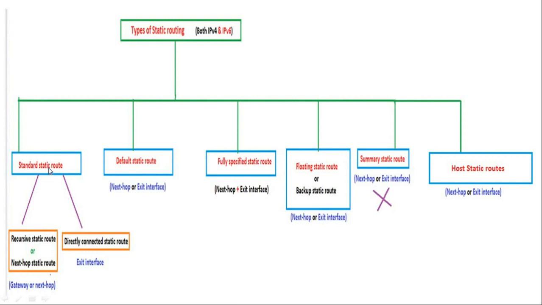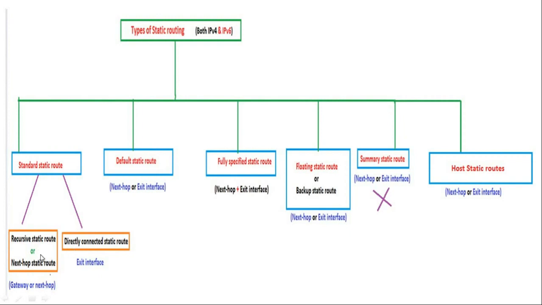The standard static routes are classified into two types. The first one is the recursive static route or next hop static route. But now in this curriculum they mostly use the name next hop static route. There is one more name for the next hop static route, which is recursive static route. The second one is the directly connected static route. So in the standard static route, there are two types: recursive or next hop static route, as well as directly connected static route. What is the difference between these two?